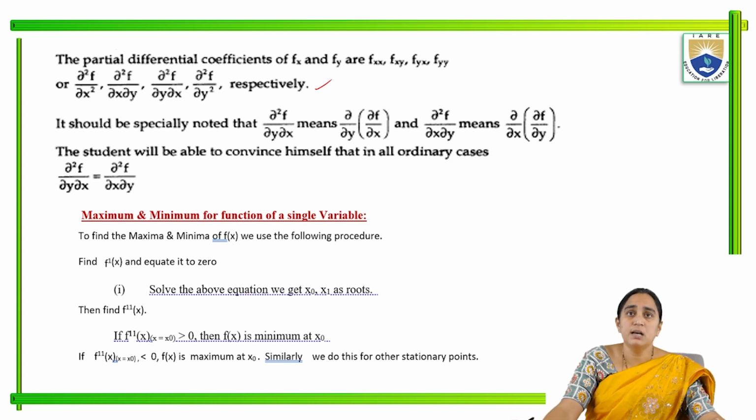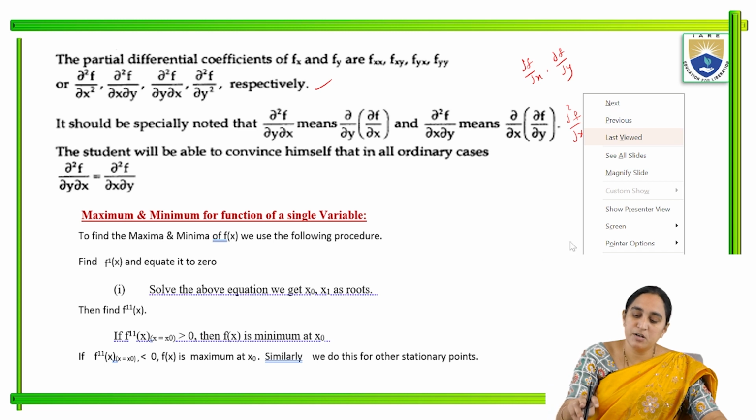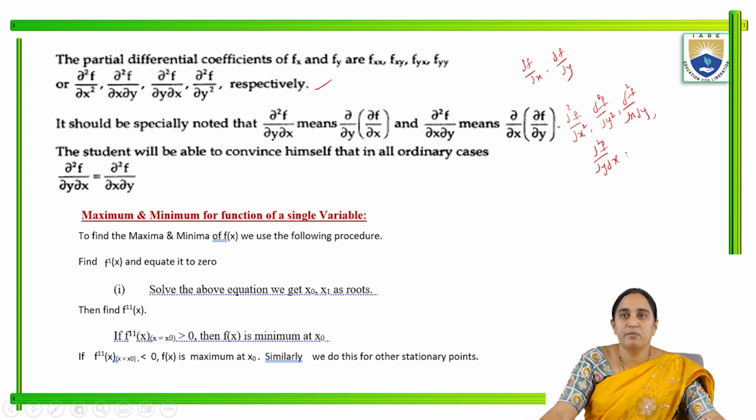Okay, these are the partial derivative definitions. Here, what about the first order derivatives? ∂f/∂x, ∂f/∂y, and the second order partial derivatives ∂²f/∂x², ∂²f/∂y², ∂²f/∂x∂y, and ∂²f/∂y∂x. These are the partial derivatives. Okay, now, this is the basic concept of the partial derivative.